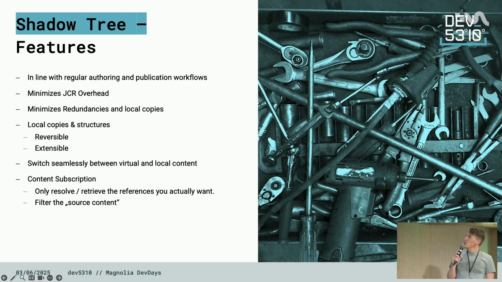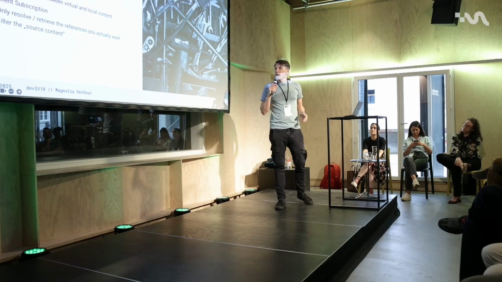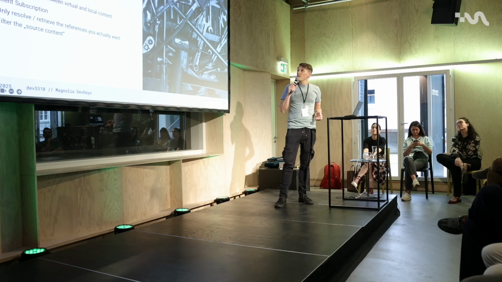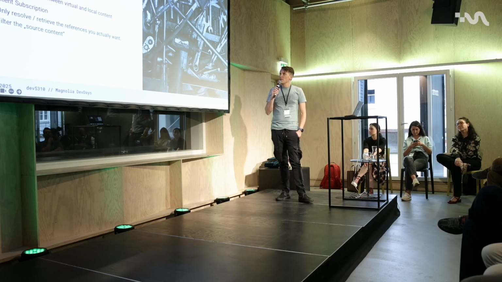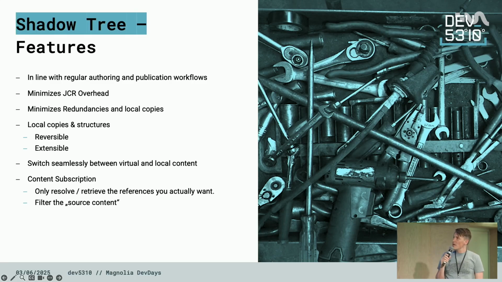Yeah, so let's sum up some of the features. Basically, Shadow Tree is in line with the standard regular authoring and publication workflows. It absolutely minimizes the JCR overhead. It minimizes redundancies in local copies, and that's what we were up to when we thought about this problem.